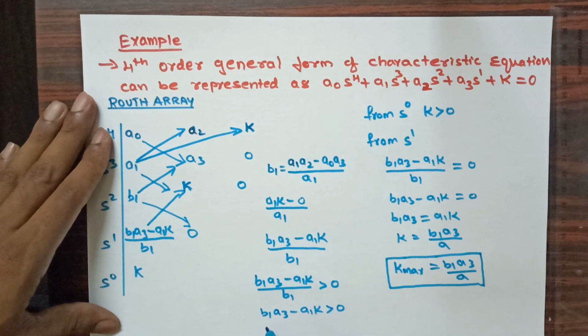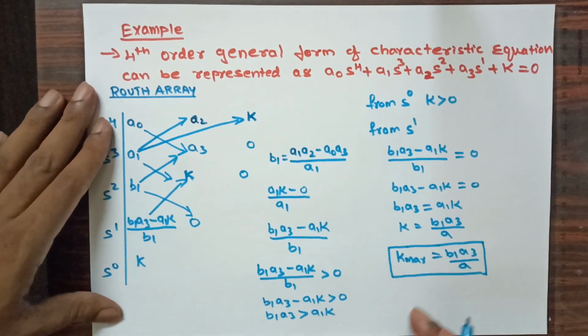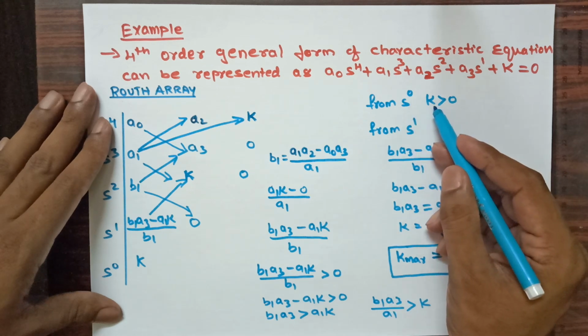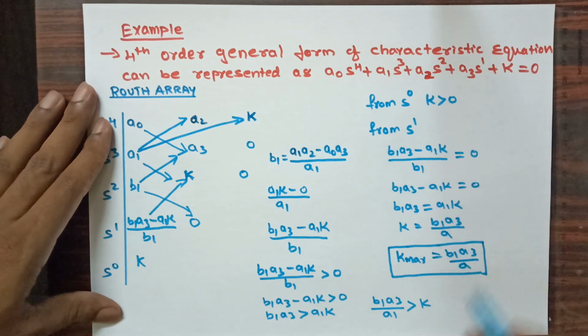By taking this term to the right hand side, we are going to get b1 into a3 greater than a1 into k. Now you can see here, this a1 value I will take to the left hand side. By that I will get b1 into a3 divided by a1 greater than k. So I got some value greater than k, and from s to the power 0 I know that k is greater than 0.